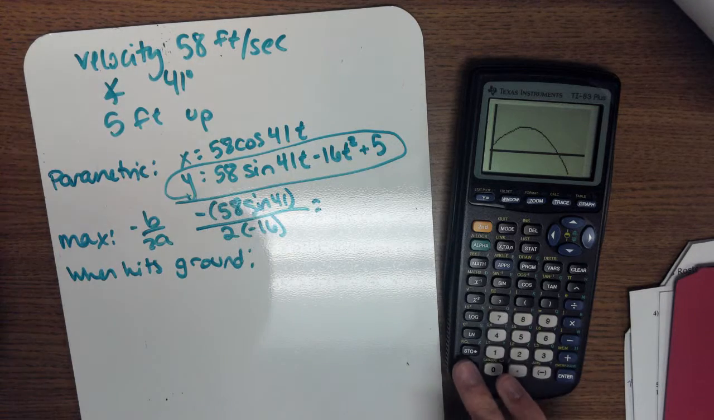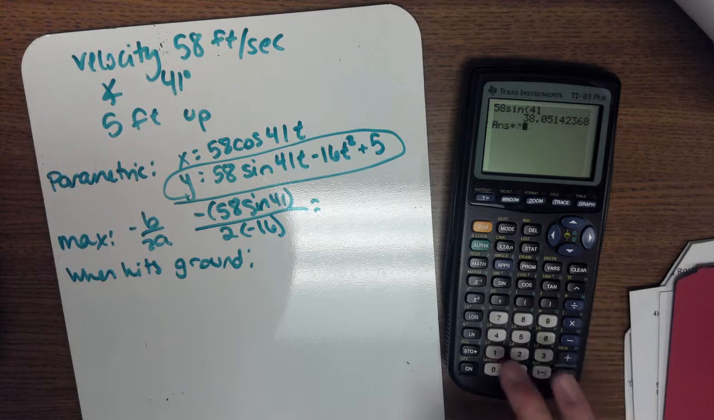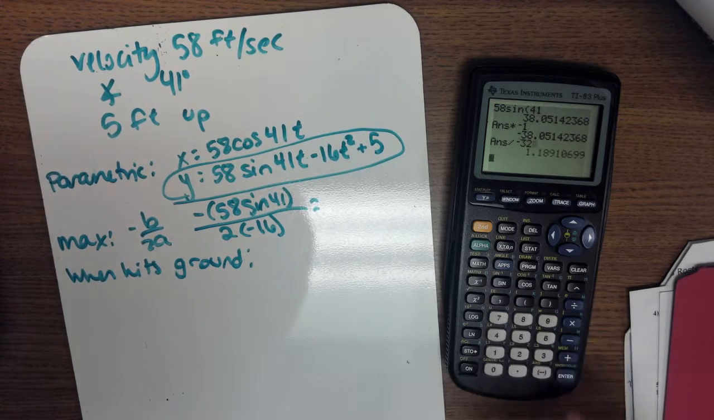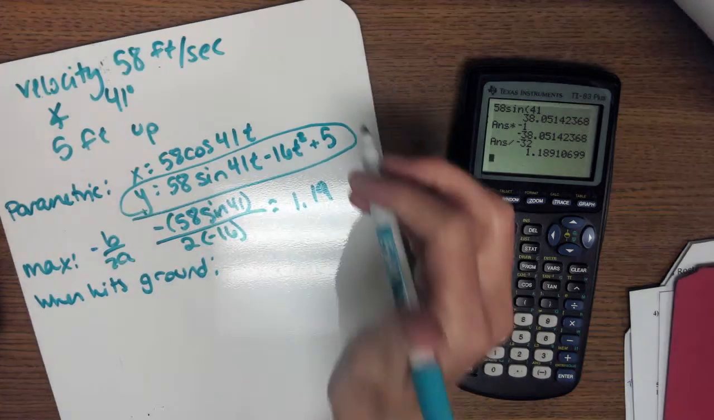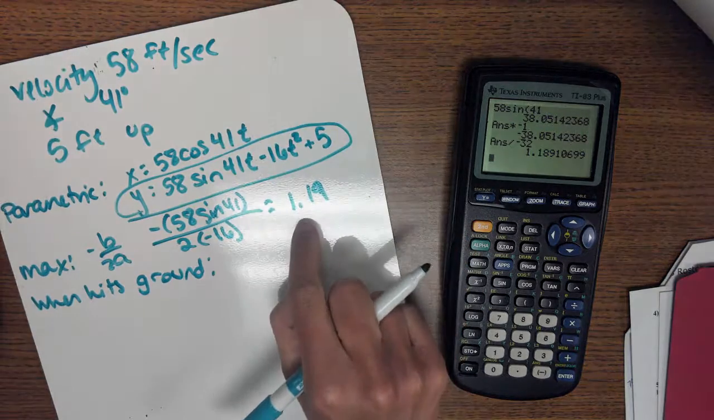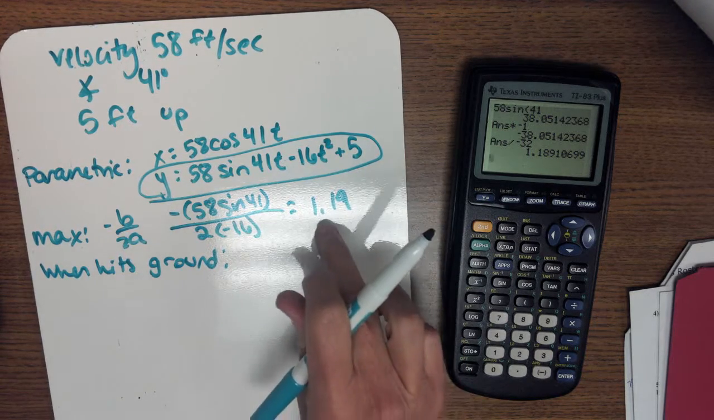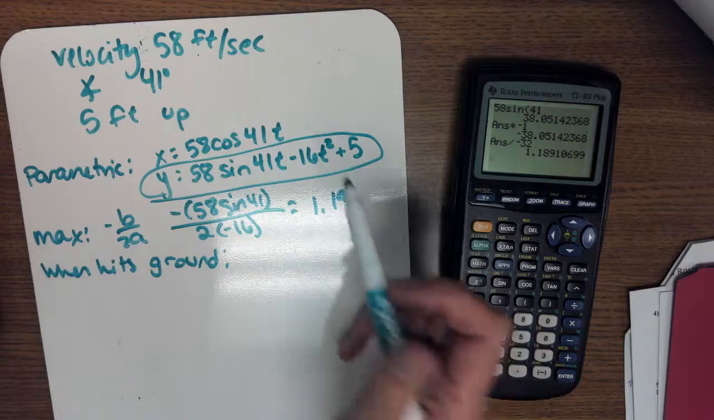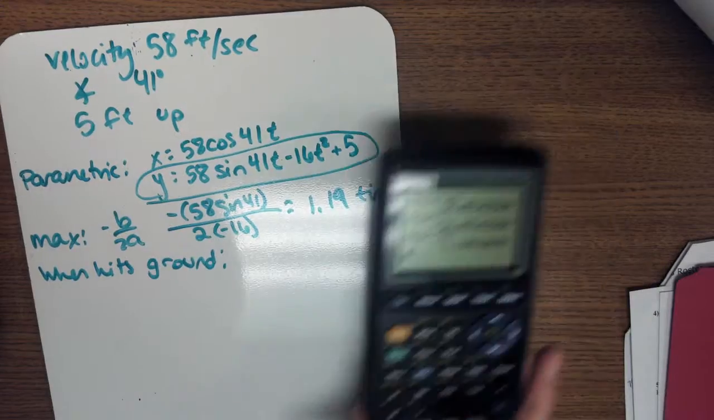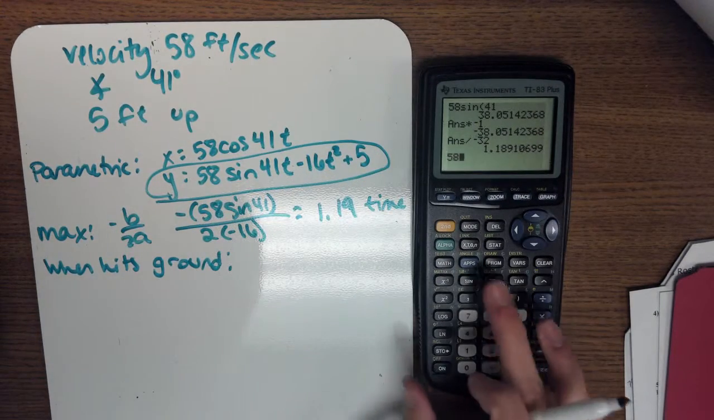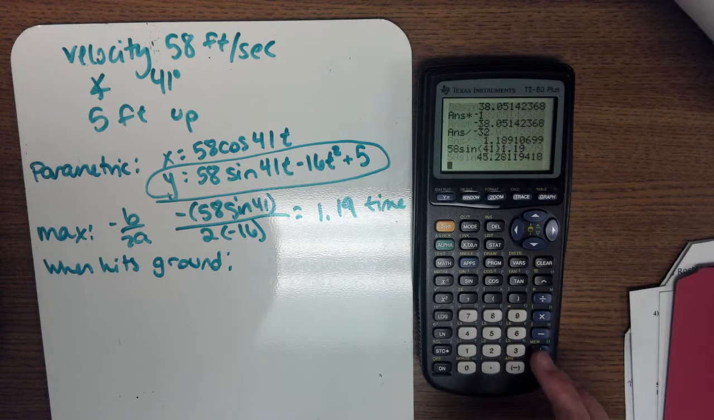If I take my negative b, I'm going to have negative 58 sine of 41 over 2a. And if I type that in, 58 sine of 41 times negative 1 divided by negative 32, I get 1.19. That's going to give me t, so that's when it's going to hit its maximum height. Then if I want to find the maximum height, I just have to plug that back in. If I want to know the vertical distance, I'm going to use the y equation. So that's time in seconds, and I'm just going to plug it into my y equation. So 58 sine of 41 times 1.19, and then I usually add the 5.